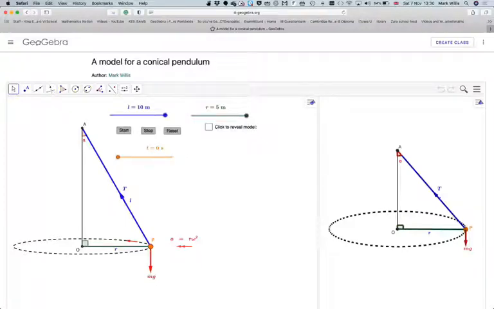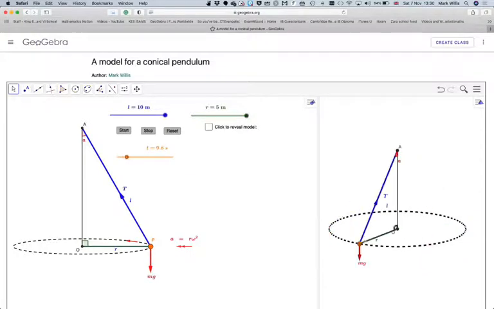Okay, in this video we're going to look at a model for a conical pendulum. It's like a pendulum: you hold it and it goes round in a circle. So if we just start it, you'll see that the thing will go round and round like that, in the time interval.